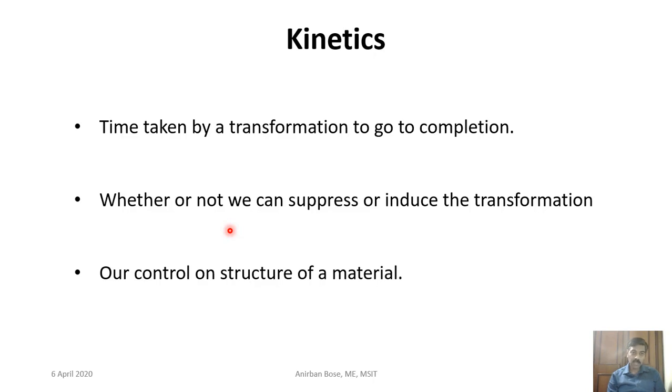So in a nutshell, basically we want to control this transformation process. We want to control maybe the eutectoid reaction. If we can control it, then we can control the structure of the material. Structure means the microstructure of the material, and if we can control the microstructure, and you know that mechanical properties are related to the microstructure, then we can control the mechanical properties.